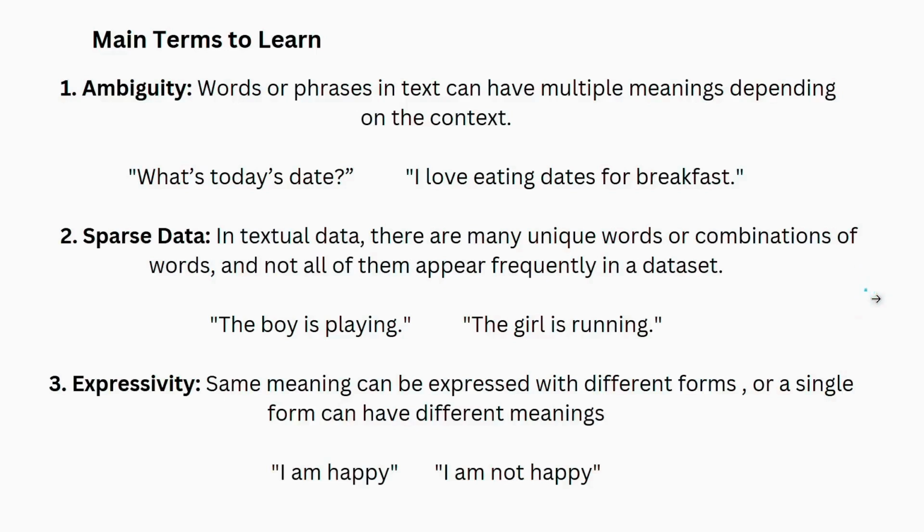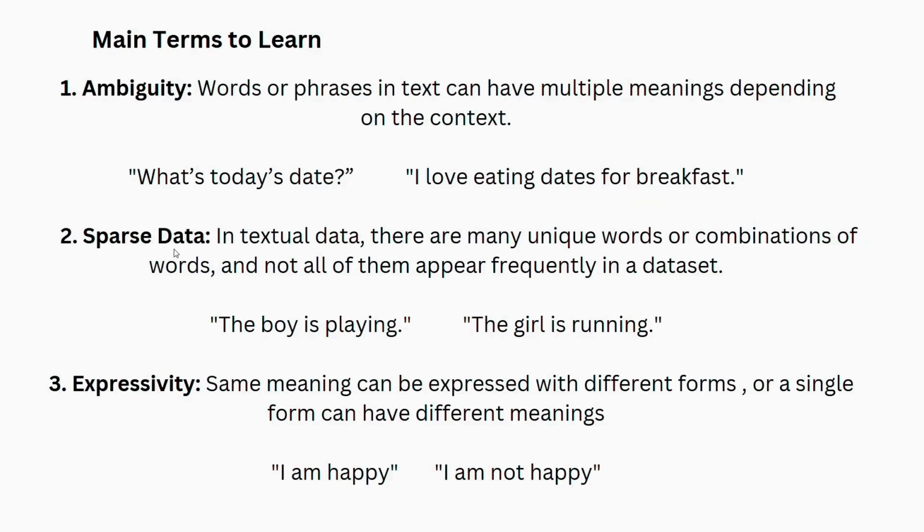Next, we have to learn the main terms of this topic. Ambiguity: having multiple meanings for a single word. In the first example, "What's today's date?", the date means the normal date. In the second sentence, "I love eating dates for breakfast", the dates means a fruit. Here the word date has different meanings. It is called ambiguity.